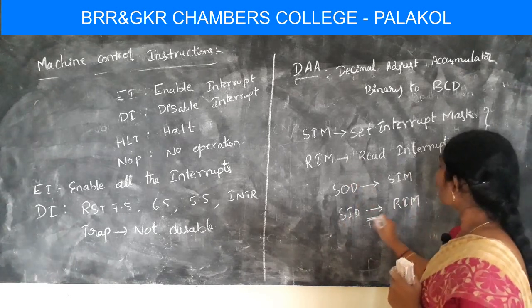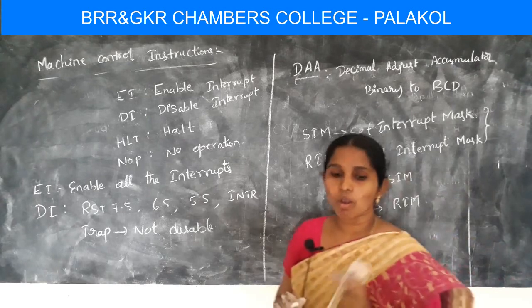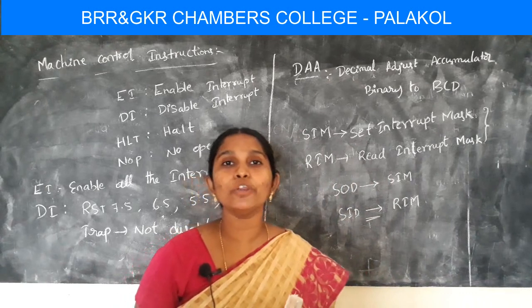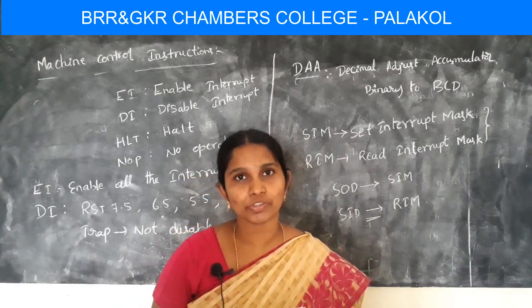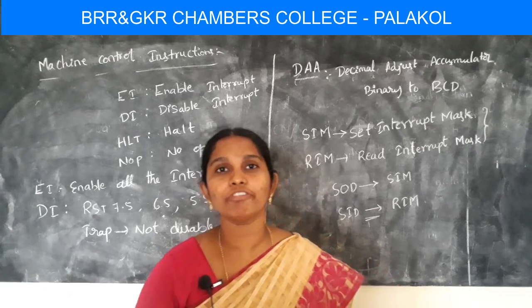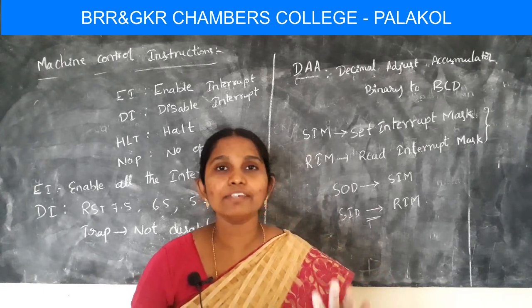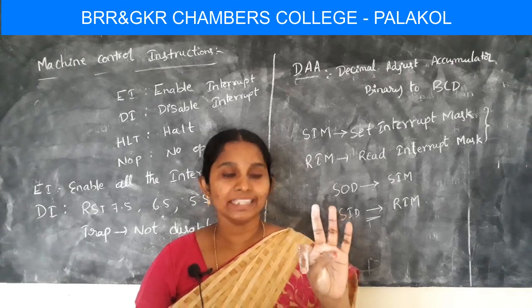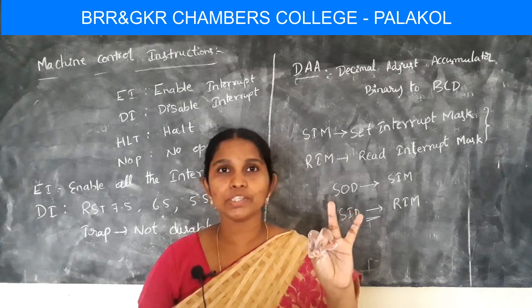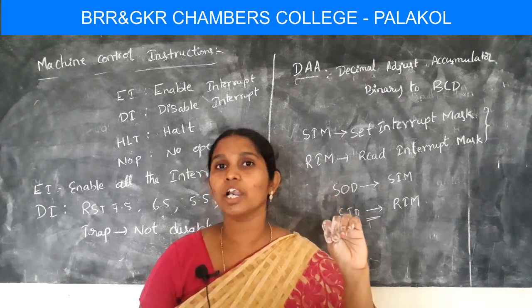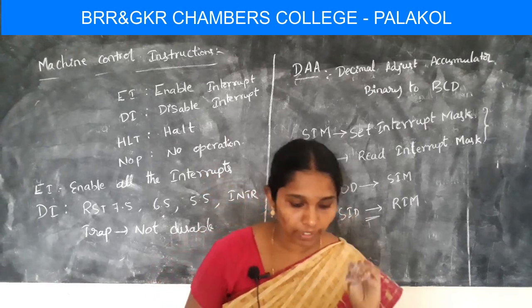Up to now, these are all the instruction set of an 8085 microprocessor. The instruction set of an 8085 microprocessor is classified into 5 types: data transfer instructions, arithmetic instructions, logical instructions, branching instructions, and machine control instructions.